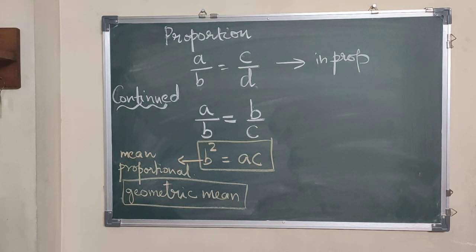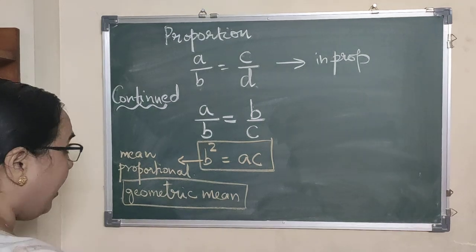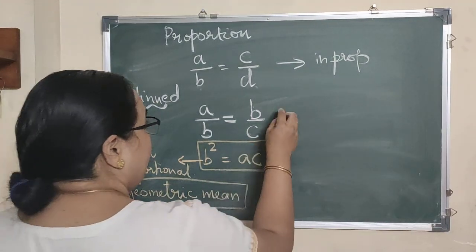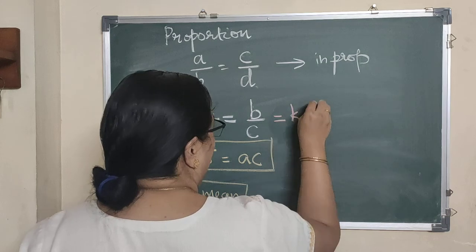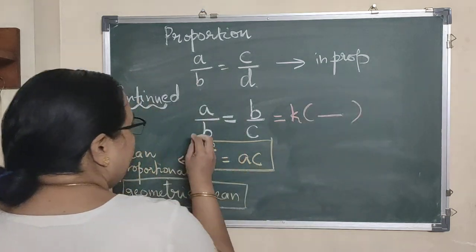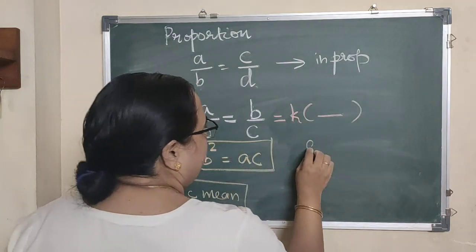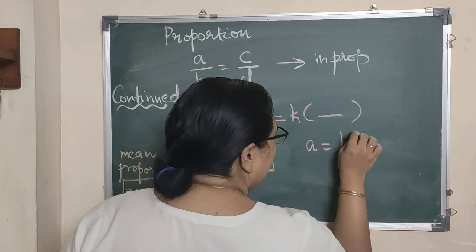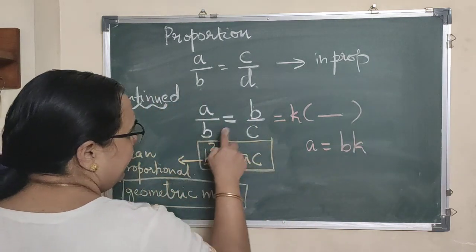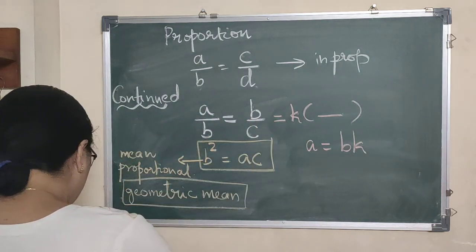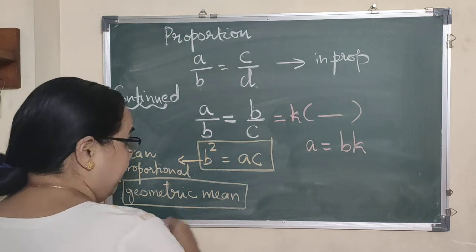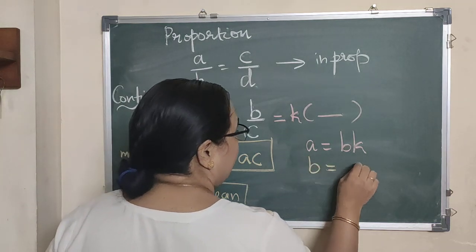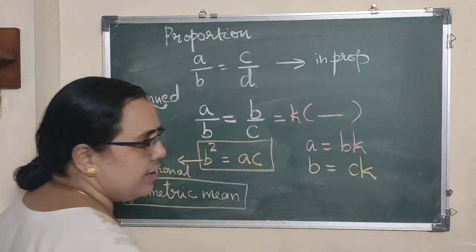Looking at this concept, which is given on page number 74, I would also like to discuss with you the K method, which is used when you use the numbers in proportion. So I continue here itself. This is equal to k, a constant, right? So what is a equal to? A is equal to bk. What is b equal to? Yes, b is equal to ck.